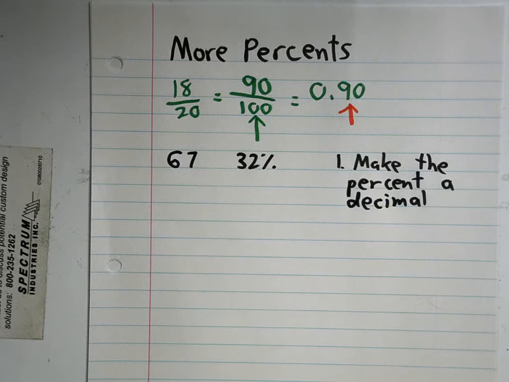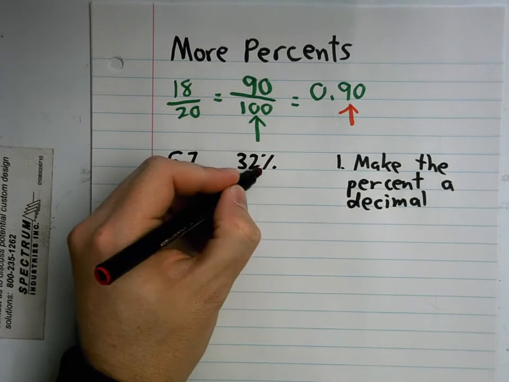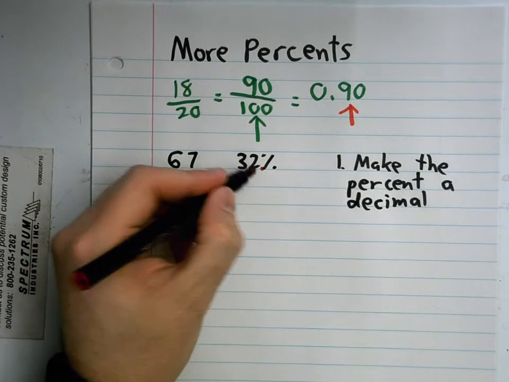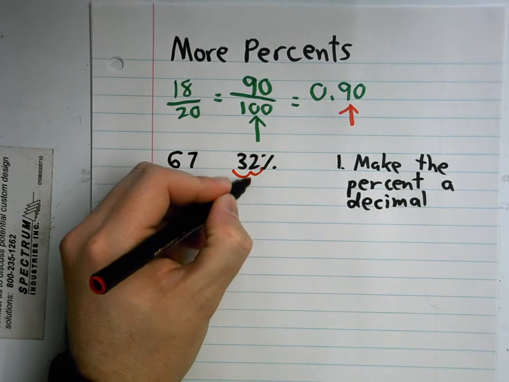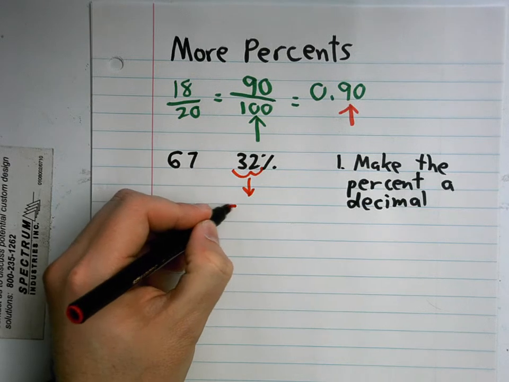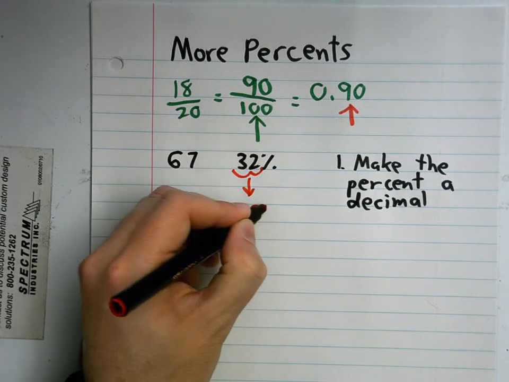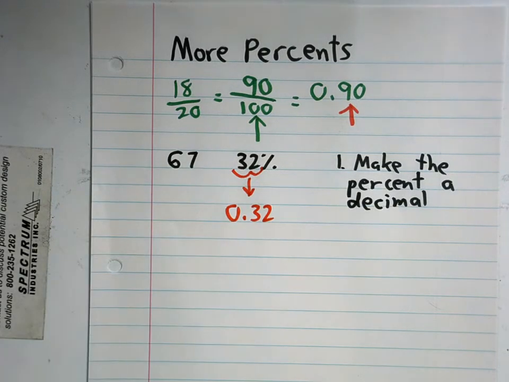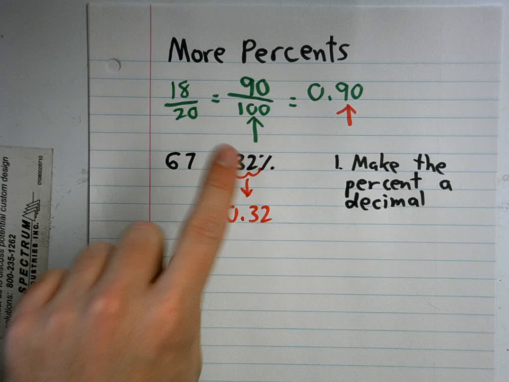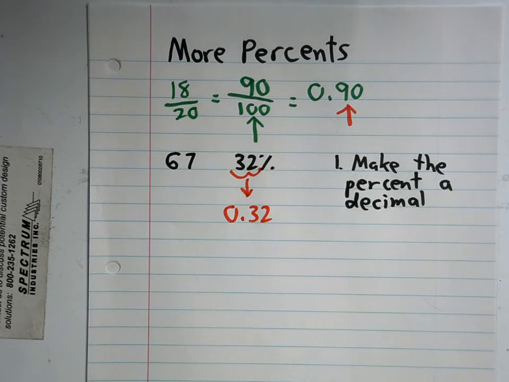Austin? Yeah, because 32 actually has a decimal over here at the end of it. We move it over twice. Boom. So the decimal is going to be 0.32. That's the decimal form of 32%.